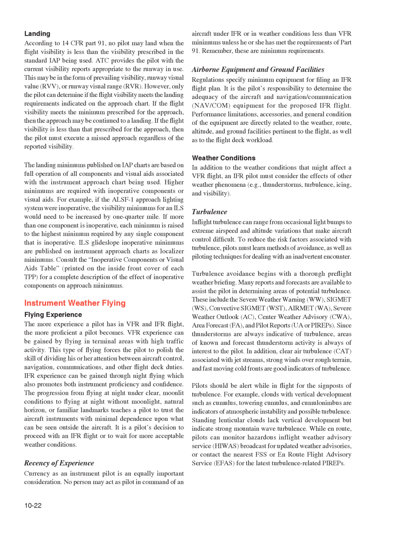If more than one component is inoperative, each minimum is raised to the highest minimum required by any single component that is inoperative. ILS glide slope inoperative minimums are published on instrument approach charts as localizer minimums. Consult the inoperative components or visual aids table, printed on the inside front cover of each TPP, for a complete description of the effect of inoperative components on approach minimums.